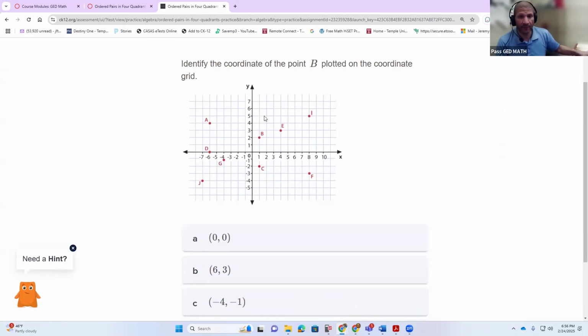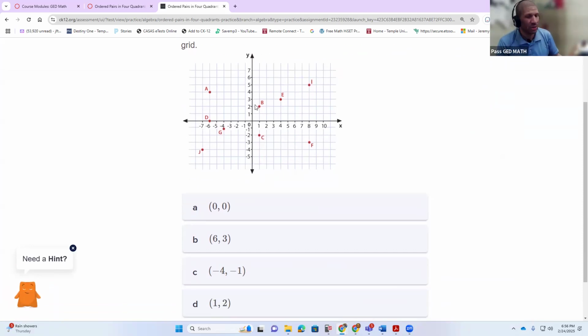So let's look at this one right here. Identify the coordinate of the point B plotted on the coordinate grid. This is a guaranteed question on your math exam. It's been on every single exam since 2014. What you have to remember is that this is your x-axis, this is your y-axis. Every point is an ordered pair. Ordered means x before y. Pair means 2.